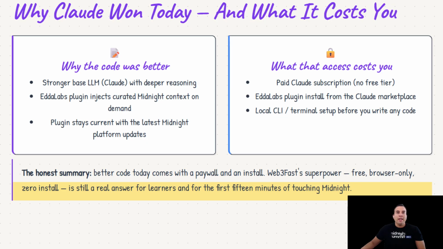Second, the Ada Labs plugin. Every time Claude writes Compact, it can pull from 4 skills: Midnight Docs, Midnight Examples, Midnight Starter, Midnight Docs repos. These skills are curated and updated with the latest Midnight platform changes. So Claude isn't relying on training data from a year ago, it's reading this week's Midnight.